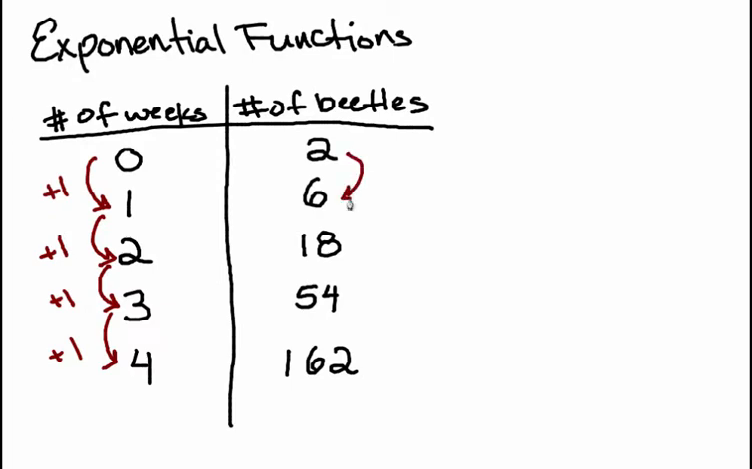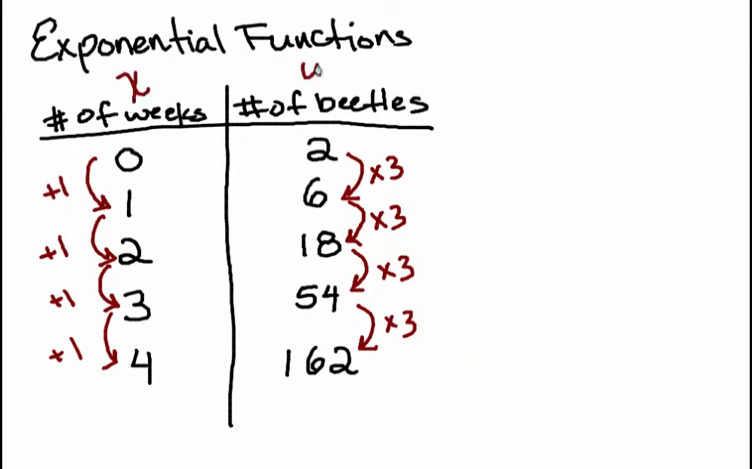To get from 2 to 6 with multiplication, we would have to multiply by 3. 2 times 3 is 6. 6 to get up to 18 is also times 3. 18 times 3 is 54, and 54 times 3 is 162. So now, instead of there being an additive relationship between these y values, if you wanted to think about them that way, right? The number of weeks being an x value and the number of beetles being a y value, now there is a multiplicative relationship.